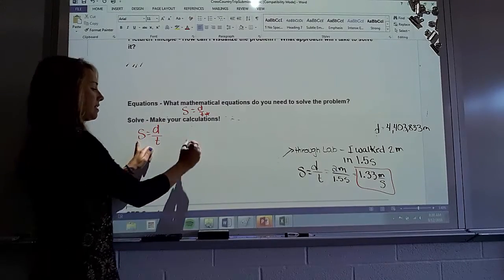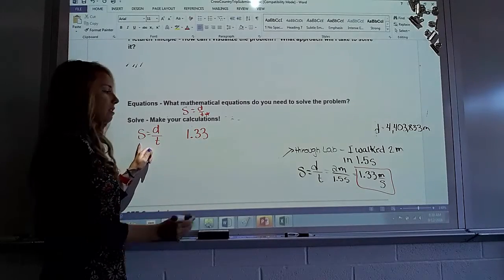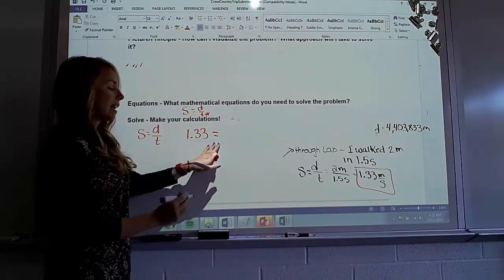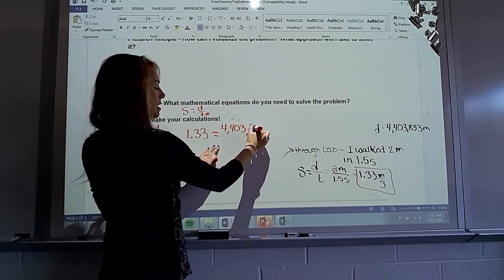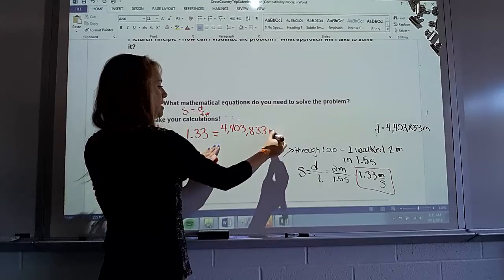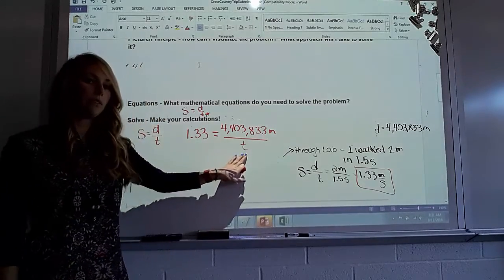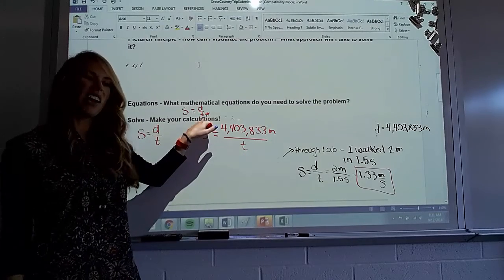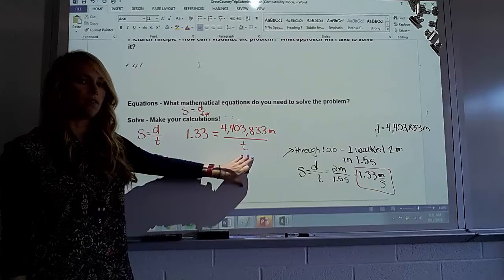I know my speed is 1.33 meters per second. I know the distance I have to travel is 4,403,833 meters, and I am looking for the time. So that one will remain as a variable. Remember, that's why I started, so I could remember that this one's not going to have a number. That's what I'm trying to solve for.